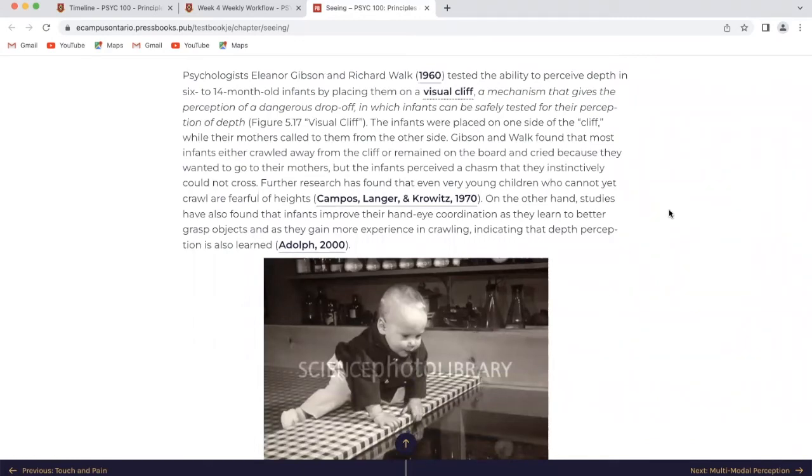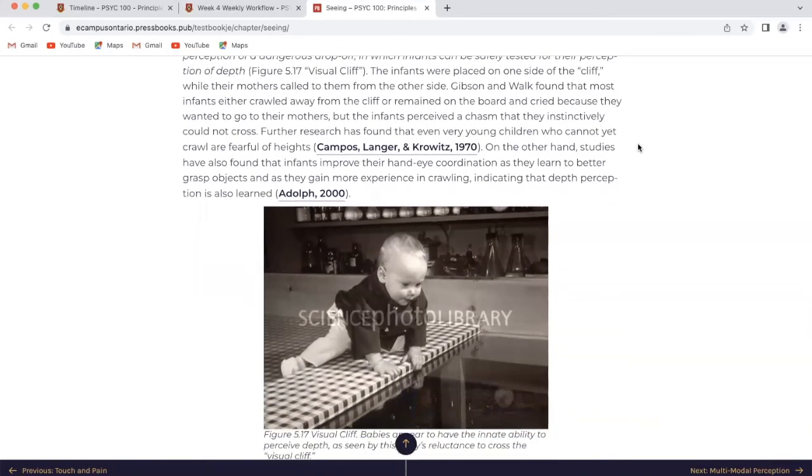Psychologists Eleanor Gibson and Richard Walk in 1960 tested the ability to perceive depth in 6 to 14-month-old infants by placing them on a visual cliff, a mechanism that gives the perception of a dangerous drop in which infants can be safely tested for their perception of depth. The infants were placed on one side of the cliff while their mothers called to them from the other side. Gibson and Walk found that most infants either crawled away from the cliff or remained on the board and cried because they wanted to go to their mothers, but the infants perceived a chasm that they instinctively could not cross.